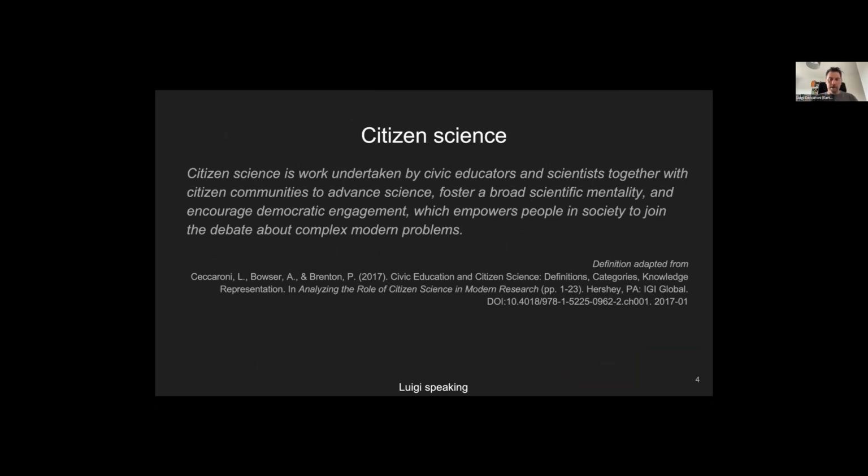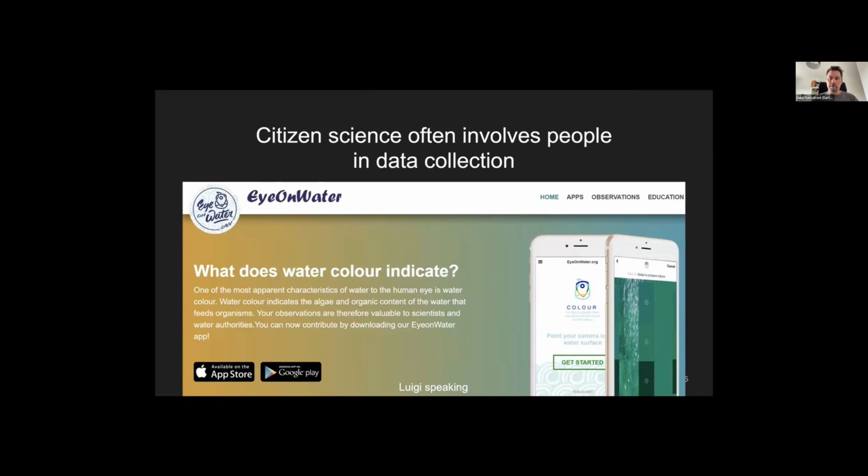So this is an elaborate definition of citizen science. Let me read it because maybe not all of you are familiar with citizen science. This is the work undertaken by civic educators and scientists together with citizen communities to advance science, foster a broad scientific mentality, and encourage democratic engagement, which empowers people in society to join the debate about complex modern problems. So often, citizen science involves people in data collection, and this is why this is relevant also for digital twins, because digital twins include data collected by scientists.